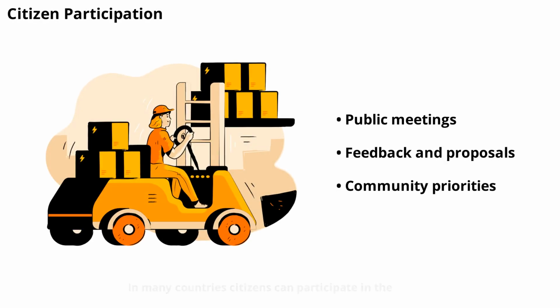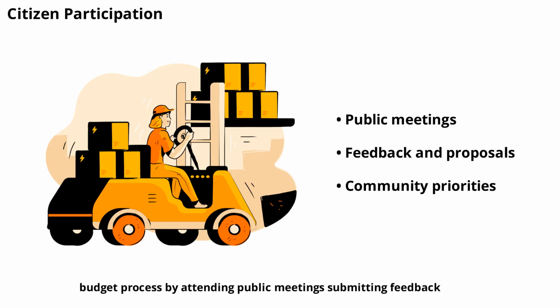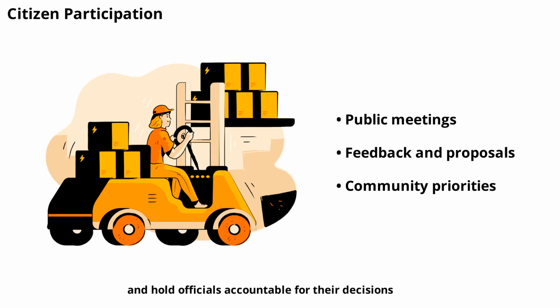In many countries, citizens can participate in the budget process by attending public meetings, submitting feedback, or even voting on certain spending proposals. This involvement ensures that the budget reflects the needs and values of the community. Engaged citizens can help shape priorities and hold officials accountable for their decisions.